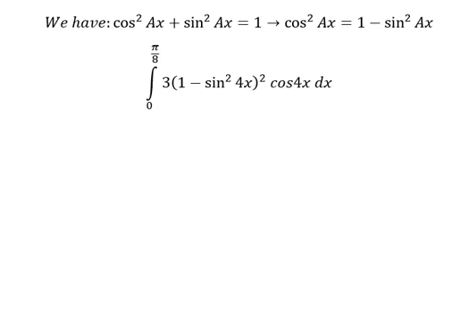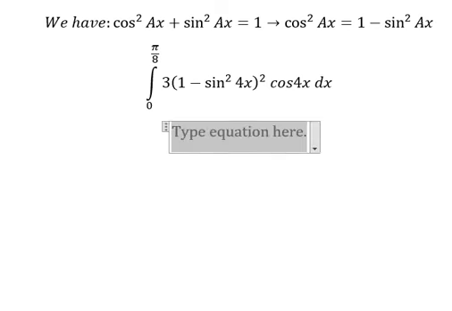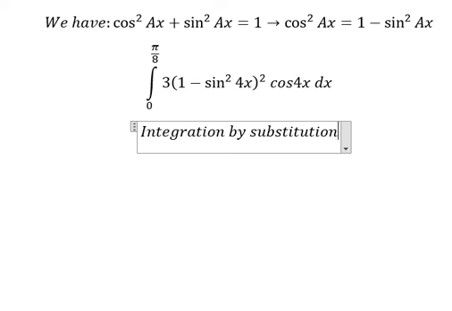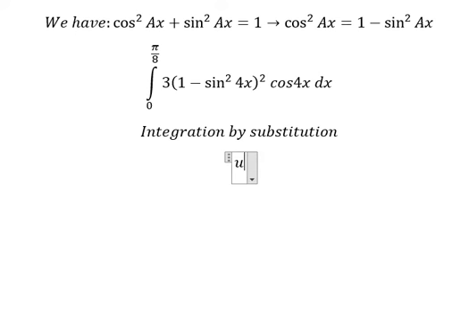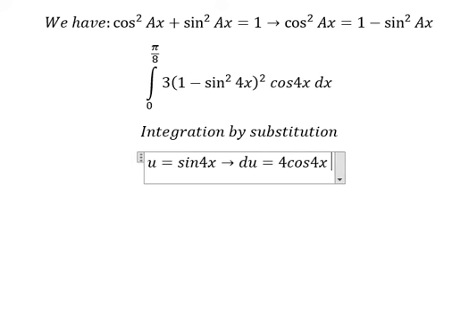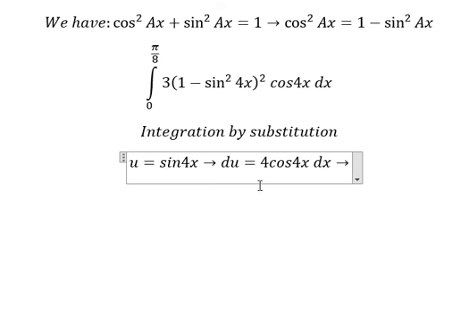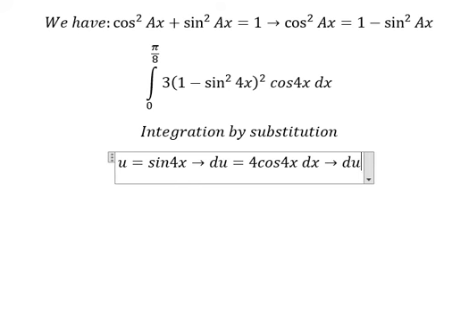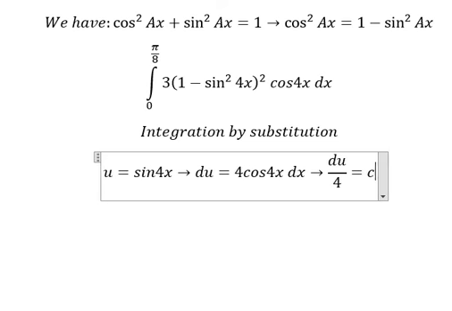Next, we need to use integration by substitution. So I will put u equals sine 4x. After that, we first take the derivative of both sides, and we have 4 cosine 4x dx. Because we don't have the number 4, we need to divide both sides by 4 in here.